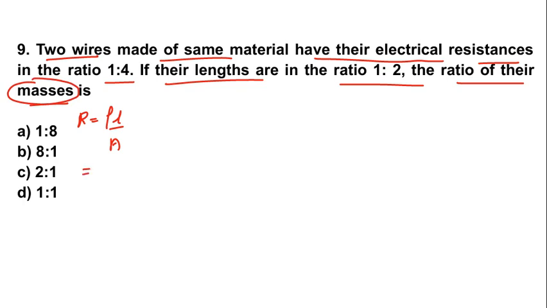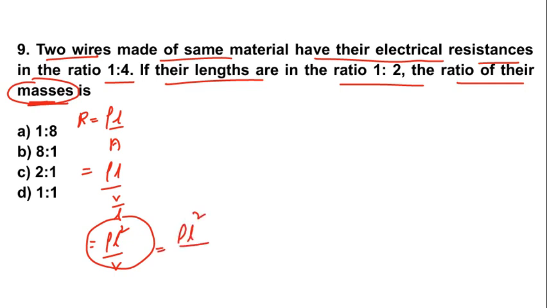Rho L by A can be written as rho L square by volume. In terms of volume you can write this formula, but in this question he has not given volume, he has given the masses, so you have to convert one more step. Volume can be written as mass by density, so rho L square by mass into density. Based on this you can write a formula for resistance in terms of mass.